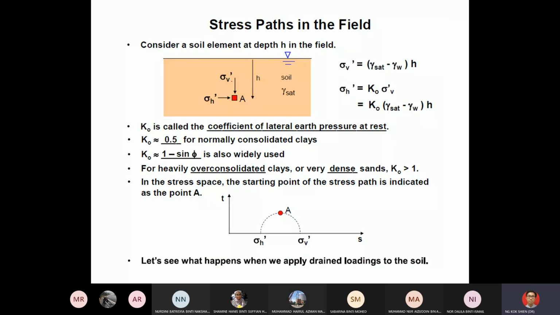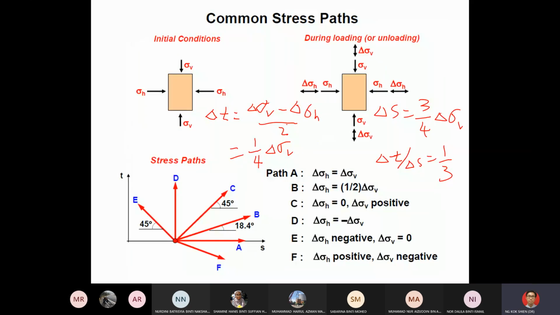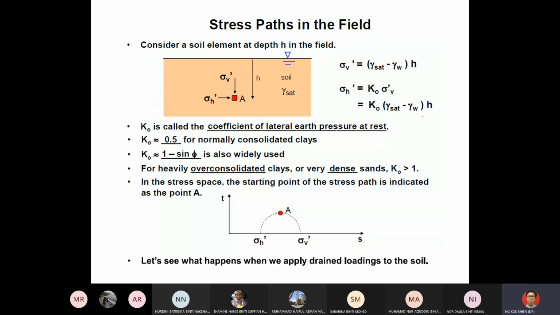So you still recall the triaxial test I mentioned just now. The initial conditions are sigma V and sigma H the same. But this is not correct in the actual field condition. In the soil, sigma V and sigma H are different. So if sigma V and sigma H are different, then you can see that the initial point is not at the horizontal line here.